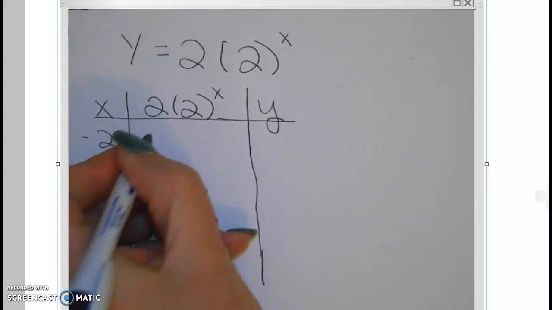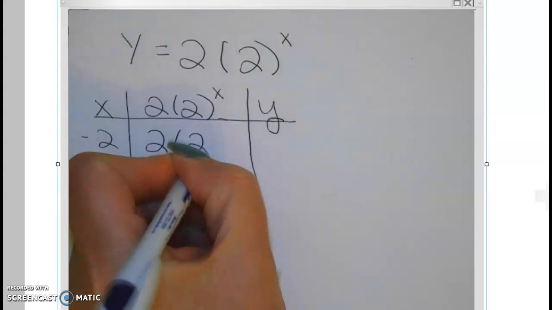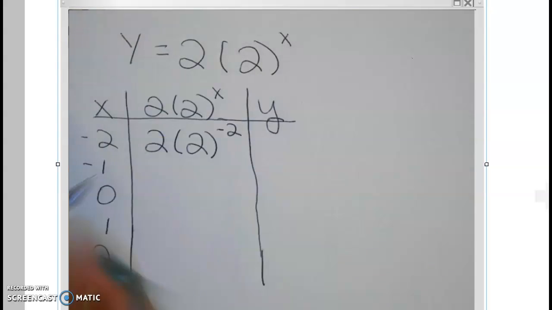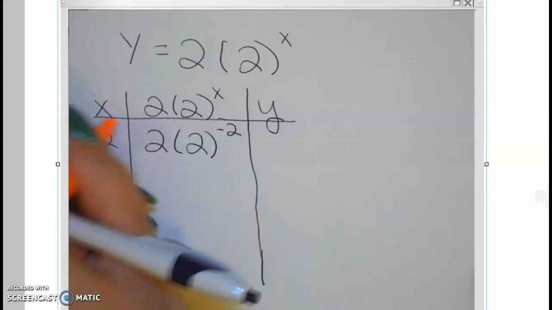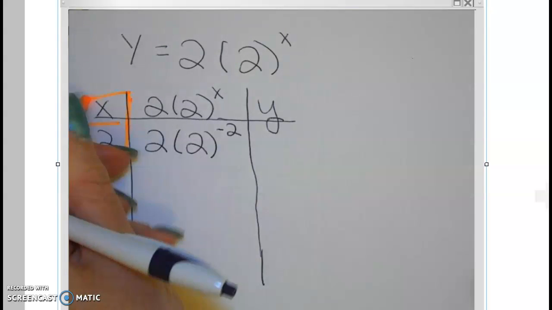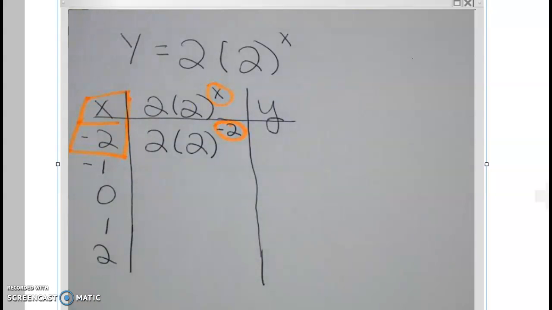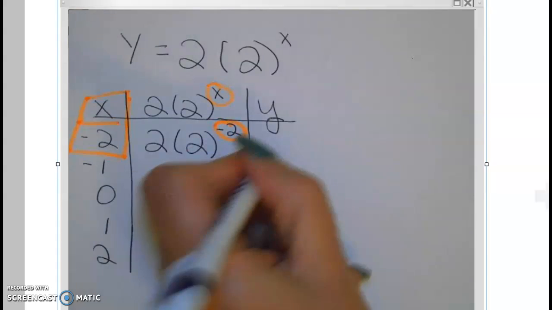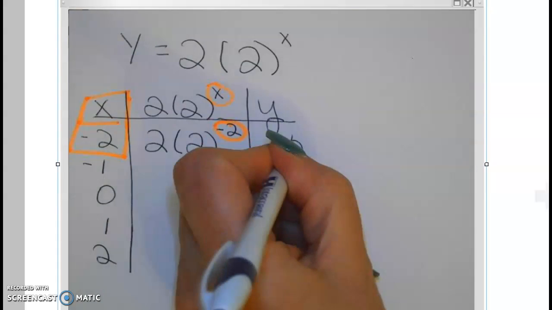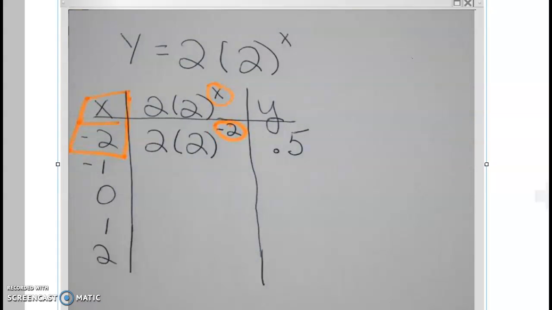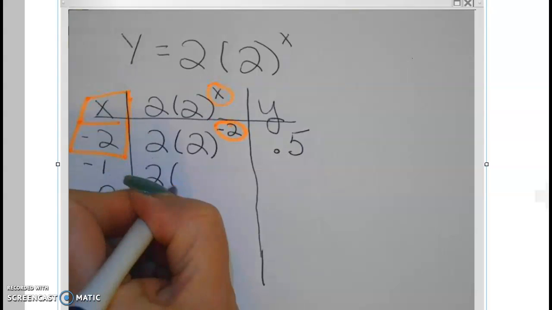So now I'm going to take 2 raised to the -2. Where did that -2 come from? Right here. Remember, this is my x value. There's my x value, and so I put the x value in as -2 for that particular line. When I do the math and put it in my calculator, if you have a phone, you have a calculator, I get 0.5.